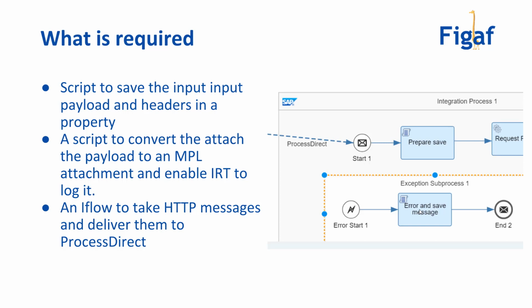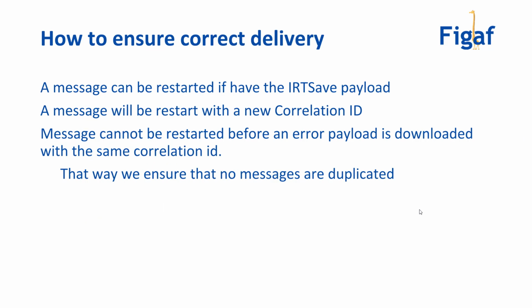If you have Process Direct, you need to apply an HTTP to Process Direct iFlow in front of it. The way we're ensuring correct delivery is that you can resend the message if it has this ERT save payload defined with it. And then when we're doing restart, it will be sent with a new correlation ID unique, defined by the ERT application. That means that after processing, next time we're querying this data set, if we find the same error again with that correlation ID we already have, we know that you can restart the original one again because the message had failed again. So that is how we're actually ensuring that this works.